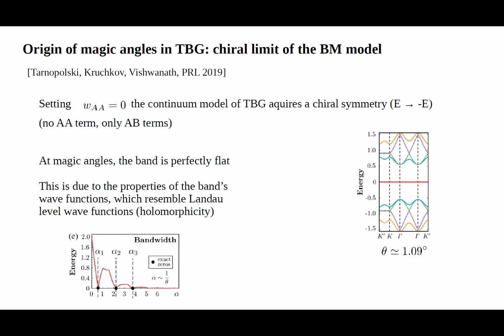And another piece of insight that came with this work was a periodicity of all magic angles. So it was already known that there are several magic angles. The 1.1 degree is the first one. The only thing is that experimentally, the other ones are really hard to access because they are even smaller than 1.1 degree.